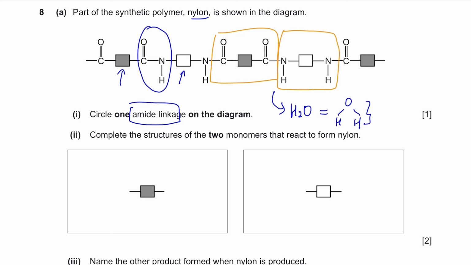For the gray box, we have C and double bond O here. There should be OH in each side, and it's complete. So be careful not to forget that water is also produced. Then for the white box, NH and just one hydrogen atom belongs here, like this. You should really memorize about the amide linkage and the monomers, the polymer and nylon, because it's quite a popular topic. And there aren't that many polymers that you need to know about.